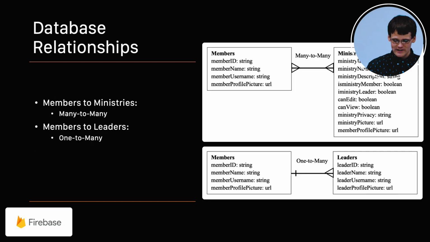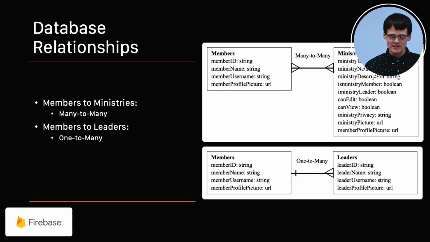So here are some of the database relationships that are in the app. Members to ministry is a many-to-many, and members to leaders is one-to-many. In the members section, we have the members, and they'll have a member ID, their name, username, and profile picture, and they can belong to many ministries. So that's why that's many-to-many.